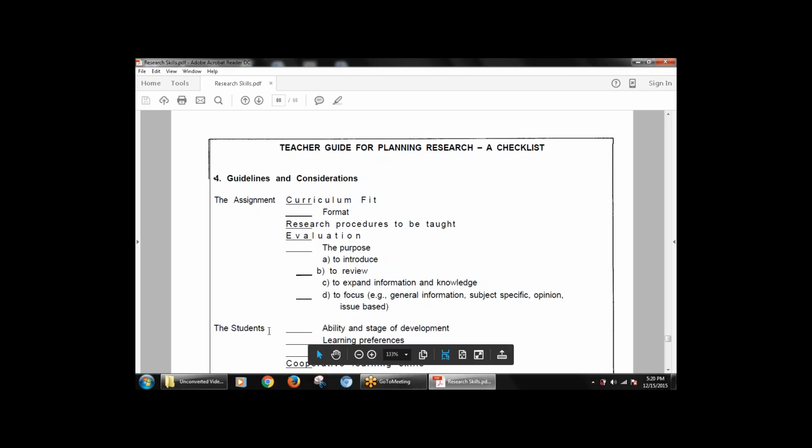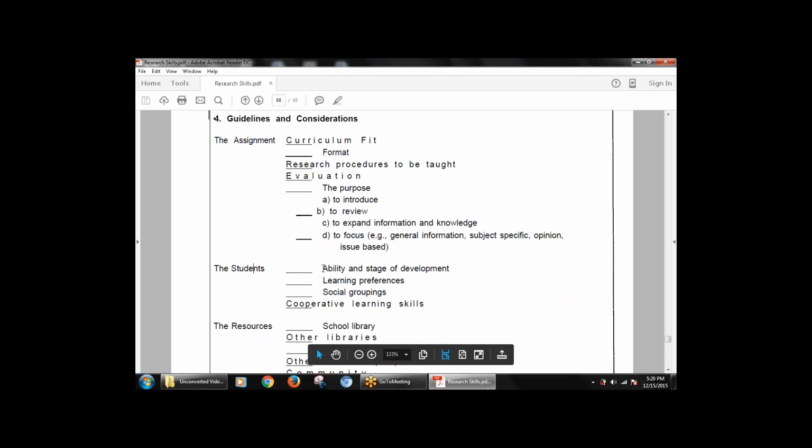Then the students. This is from the assignment point of view, and this is from the student point of view. So this is related to the assignment, and this is related to the students. That is ability and stage of development, then learning preferences, then social grouping. So these are the three parts: ability and stage of development, learning preferences, social grouping, then cooperative learning skill, which is used with the student profile, with the student guidelines.